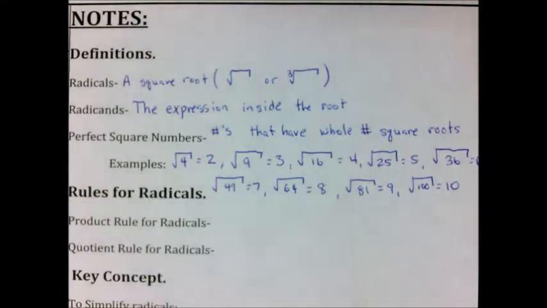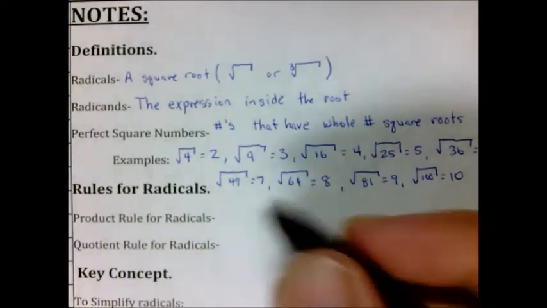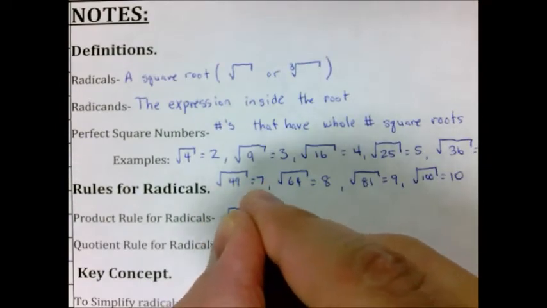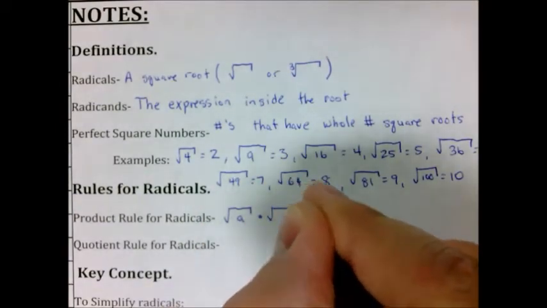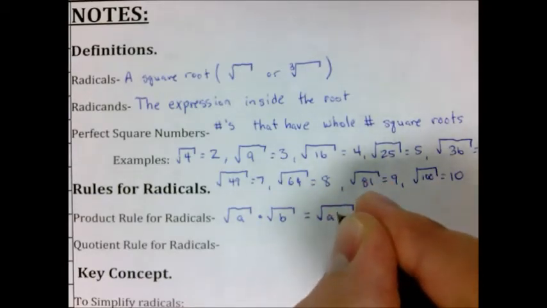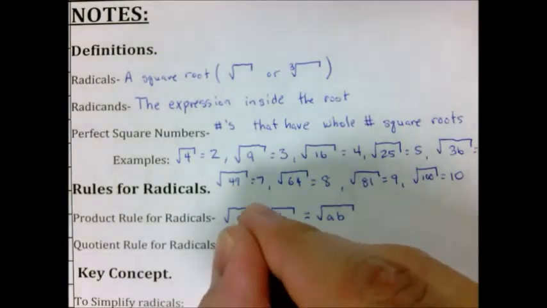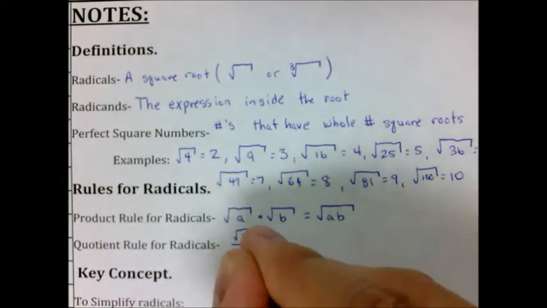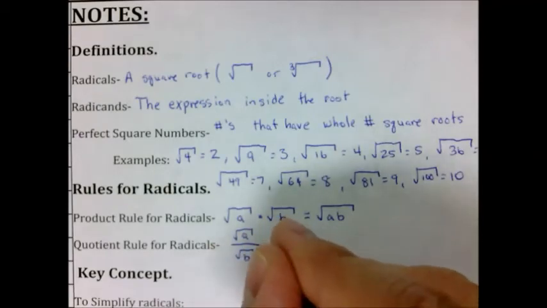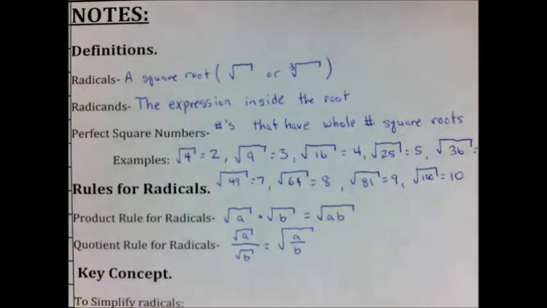Okay, let's go through a couple of rules right now, the rules for radicals. The first one we're going to talk about is the product rule for radicals. The product rule says that if you have the square root of a number and you multiply that by the square root of another number, it's the same thing as saying the square root of a times b, all under one square root. Okay, it's the same exact thing. The quotient rule is like it. If you have the square root of some number and you're dividing it by the square root of another number, that's the same thing as the square root of a divided by b. It's the same exact thing.